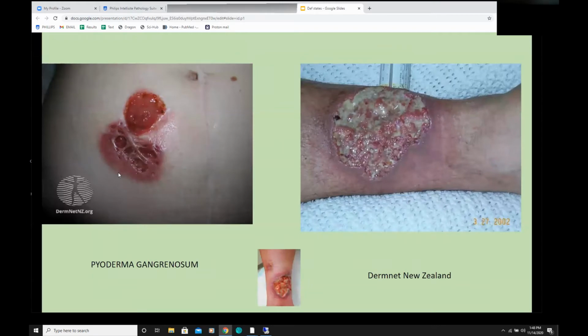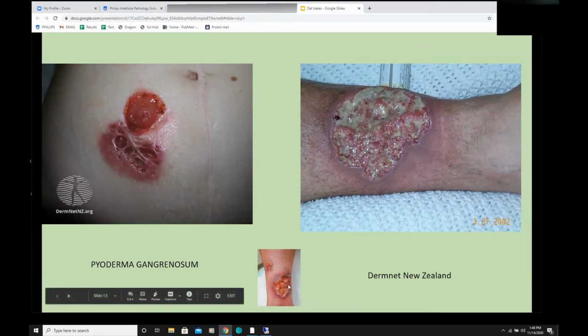Here are some clinical pictures, again from DermNet New Zealand, of pyoderma gangrenosum. You can see, I think this is a stoma site, probably for inflammatory bowel disease or Crohn's disease, which has had surgery. And here you can see an ulcer with an undermined edge and it's piling up at the edge of the ulcer. This is a characteristic site at the lower limbs with pyoderma gangrenosum. Another similar picture here. Pathology will show later of this.